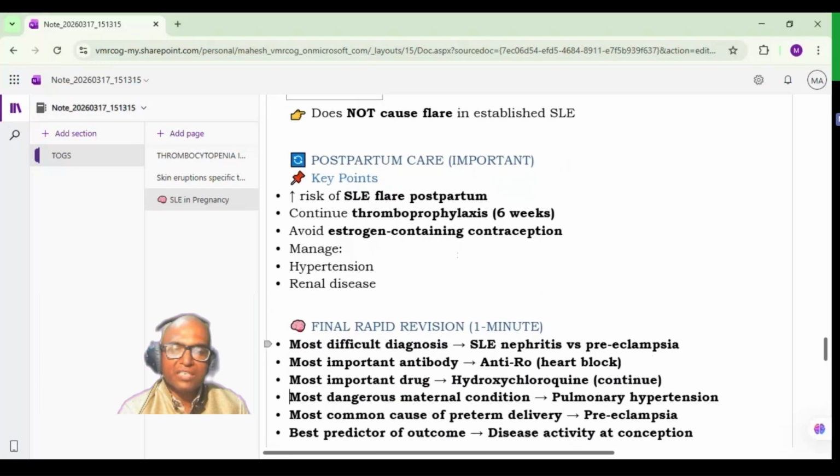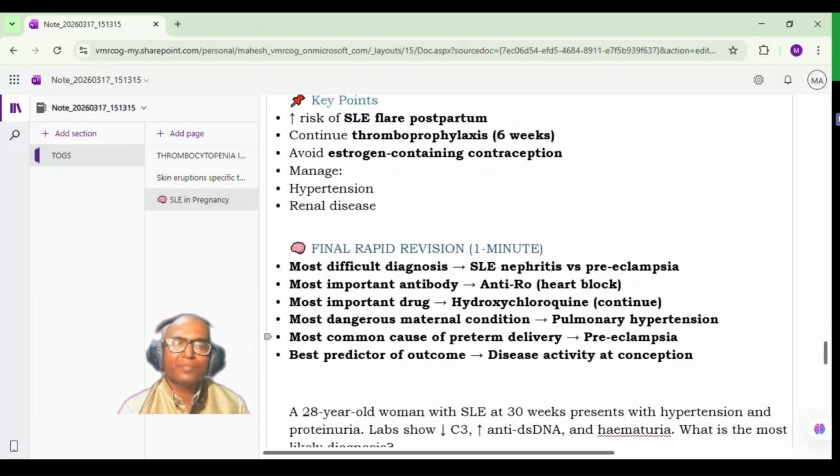Okay. Now let us see the highlights. Most difficult diagnosis is SLE nephritis versus preeclampsia. Most important antibody is the anti-Ro antibody that will lead to heart block. Most important drug is hydroxychloroquine. Then most dangerous maternal condition is pulmonary hypertension. Most common cause of preterm delivery is preeclampsia. And best predictor of outcome is the disease activity at conception.